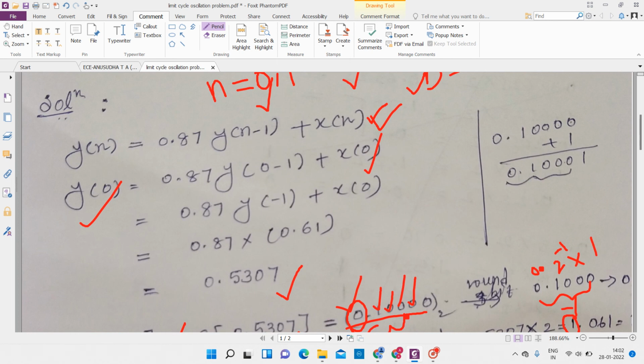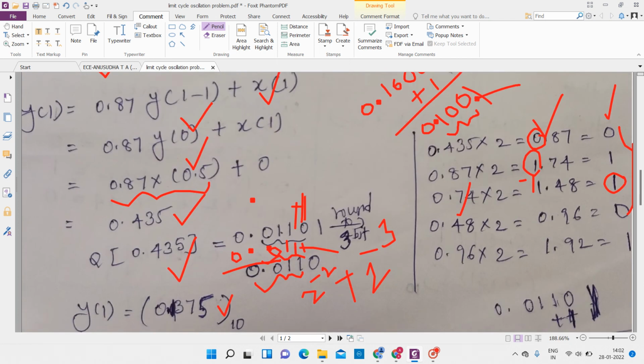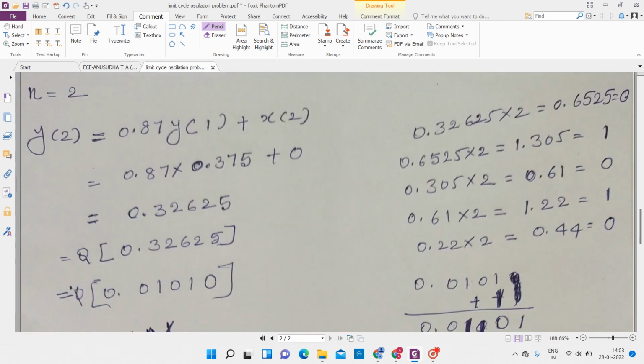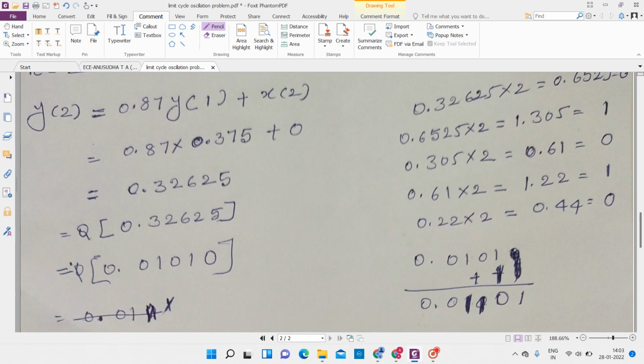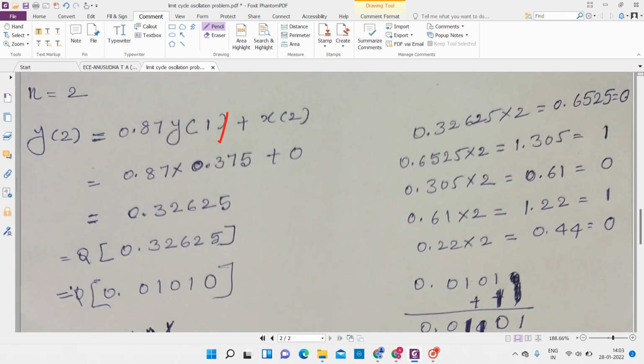The value of x of 2 is 0. We have already determined the value of y of 1. What is the value of y of 1? We have to take the quantized value of y of 1, 0.375. If you multiply these two numbers, you will get 0.32625.